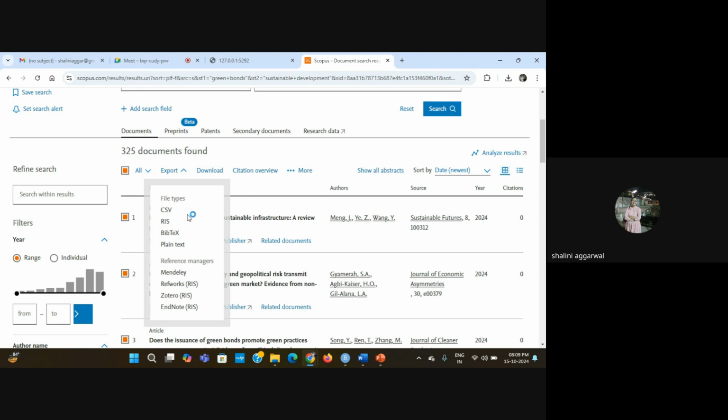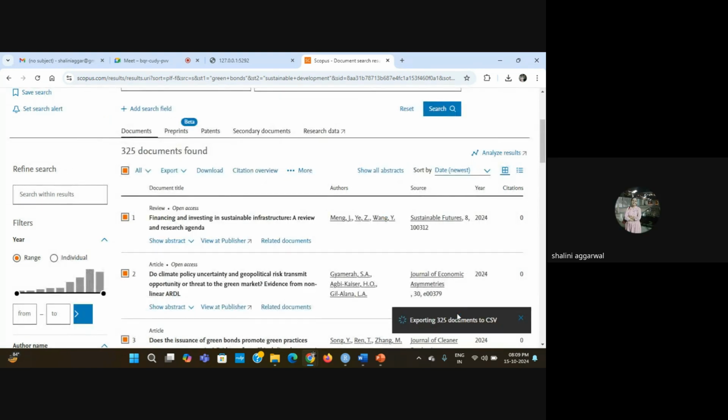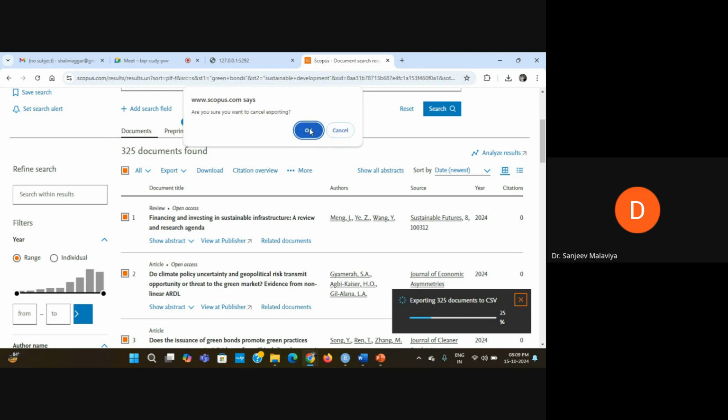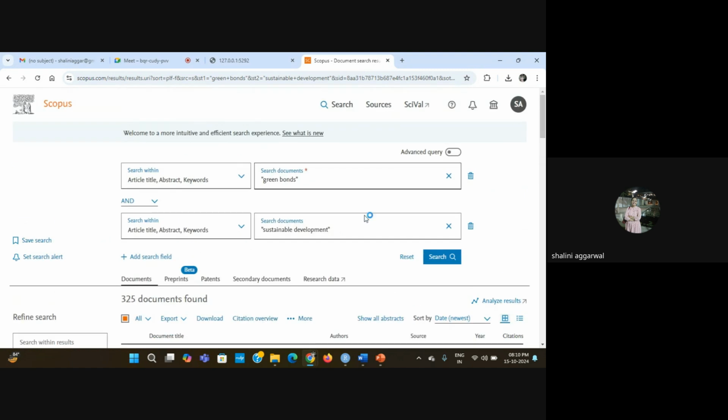So what we have done is you click on to everything, then you go to CSV file, click on everything, and then go for export. That's it. You can see it's exporting the data. Before you did that, you were clear on two things: one green bond and the second was sustainable development. Right now I'm doing it a little fast for you people, but you can design whatever the way you want. You can have n number of even 10 keywords.